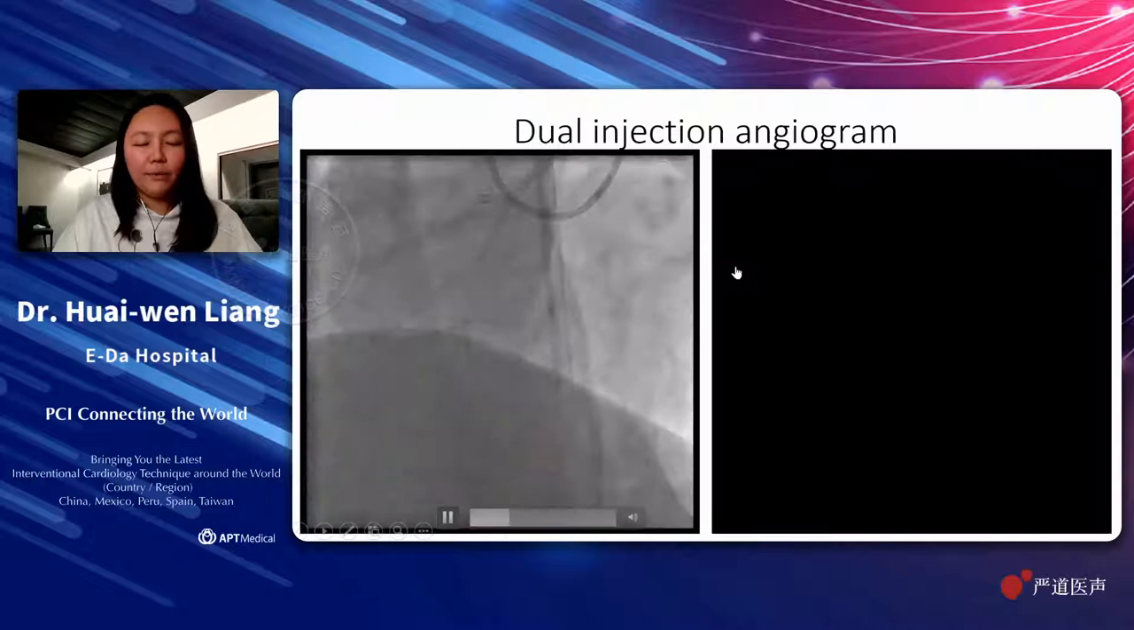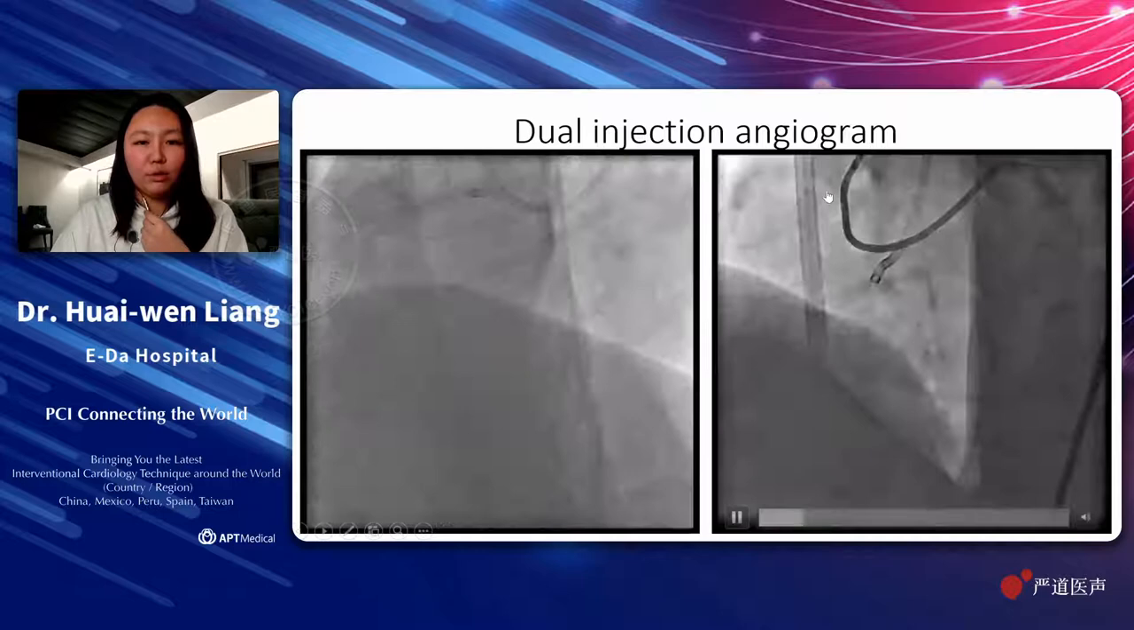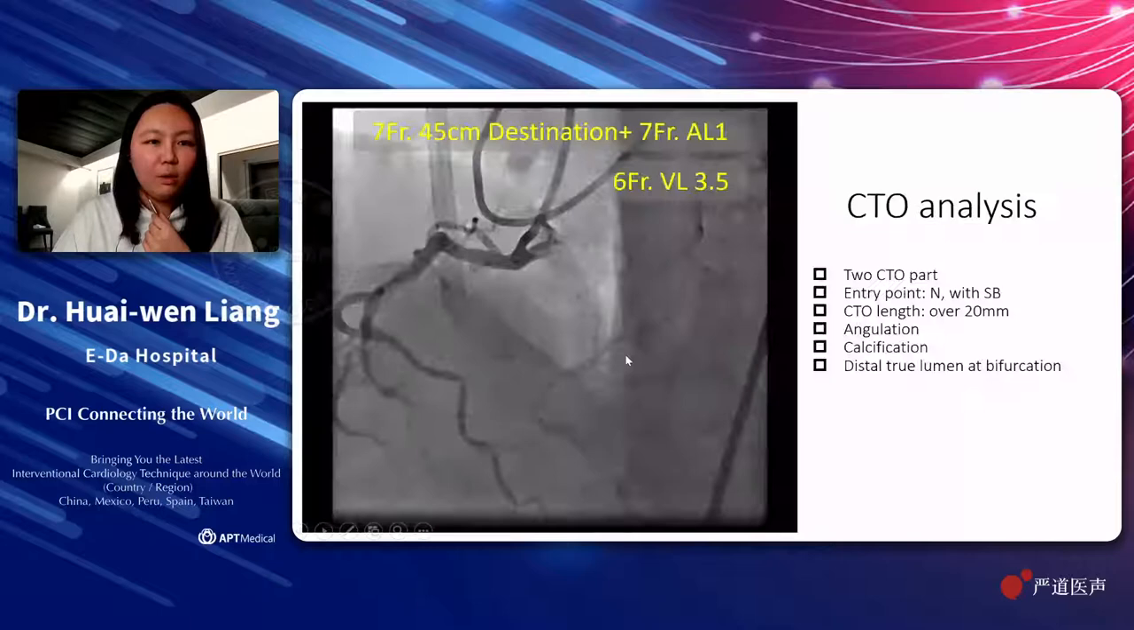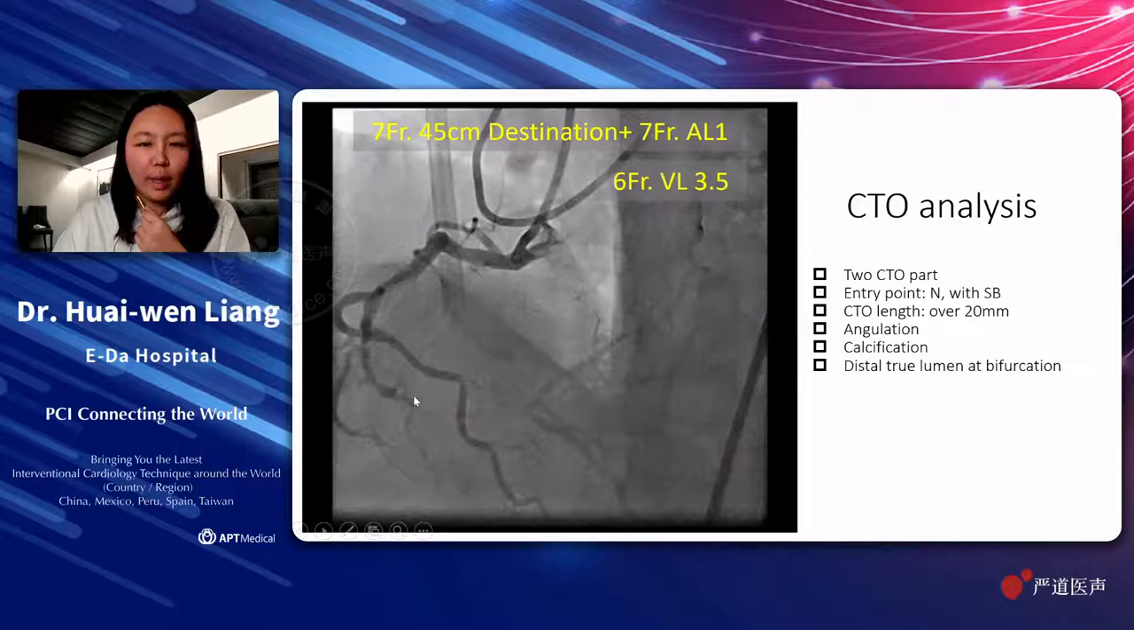the right coronary artery total occlusion this time. You can see the main total occlusion is simple. What's the real problem is the distal part. If we analyze this CTO, we can see these two parts, but the real problem is here, because it seems not to have a clear entry point and there is a side branch over here. And the CTO length was over 20 millimeter.